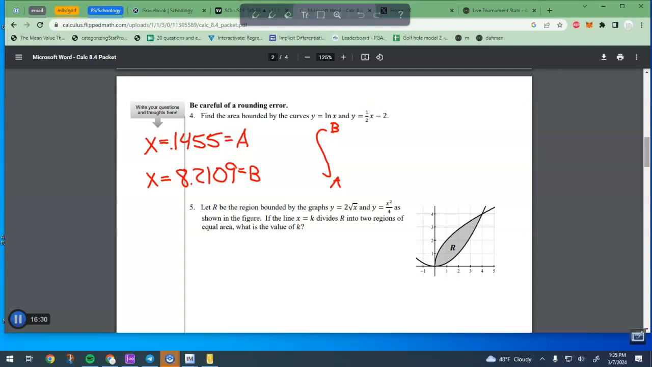All right, now we got to figure out what's on top and bottom. You have a calculator for this. So you could either pick a number in between there, like 5, do ln of 5, do 1/2 times 5 minus 2, see which one's bigger, or graph it and just watch and see which one's on top in this area. You can do either, but take a second to figure out which one's on top.